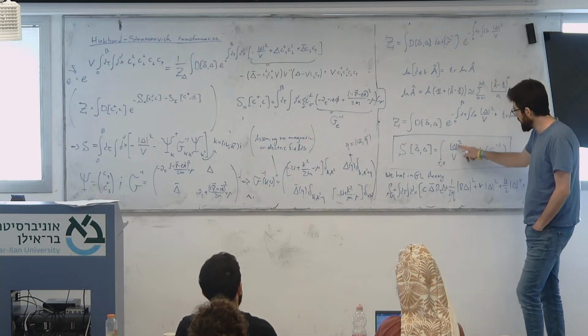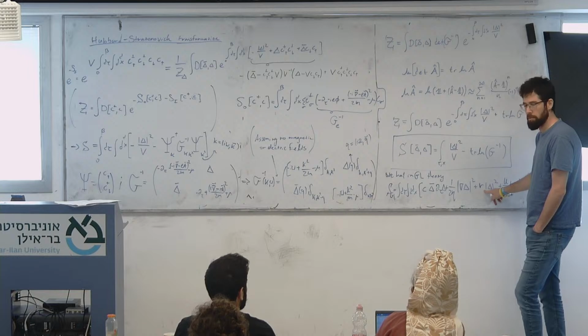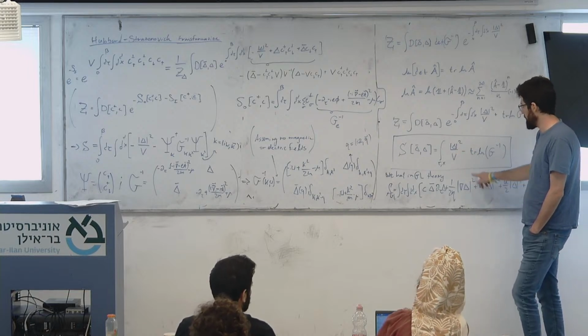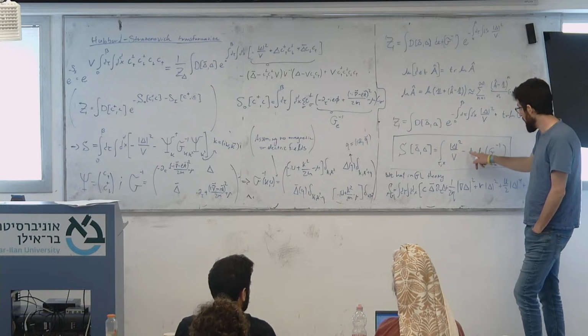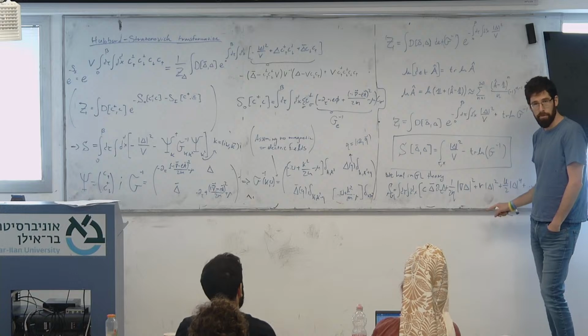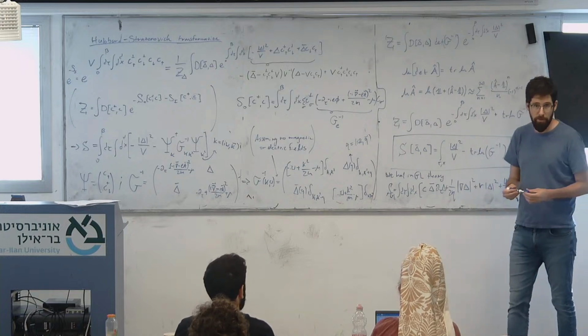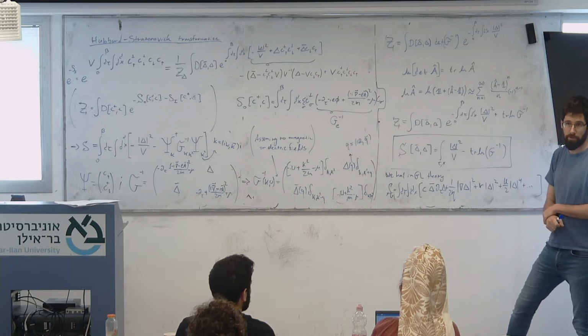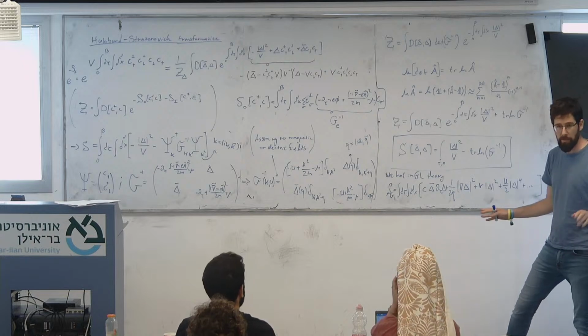For example, we already see that this 1 over V goes into R, because it's a coefficient of delta squared. But all the other terms will come from this trace log. What we're going to do is expand this trace log in small delta, and that's how we're going to derive these parameters. And with that, we're going to end the course.